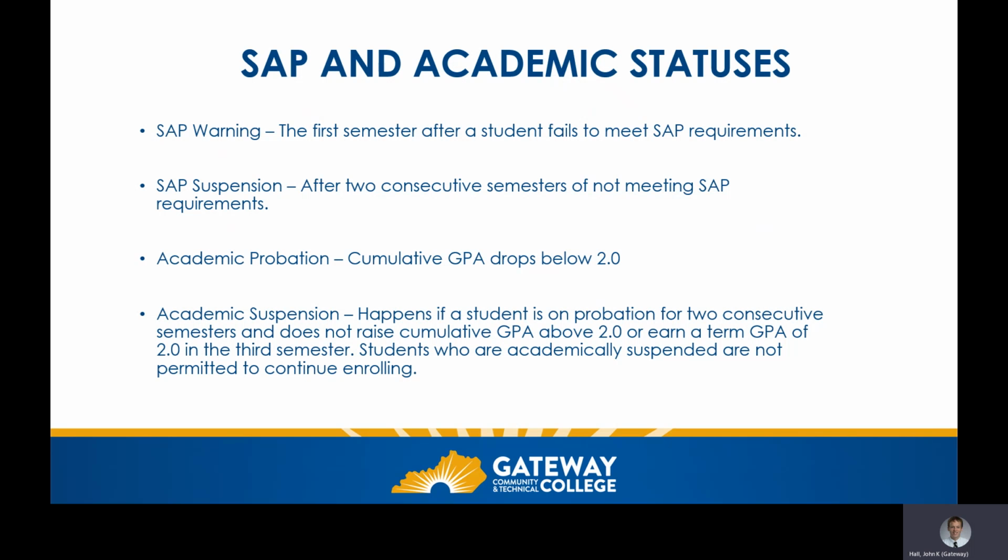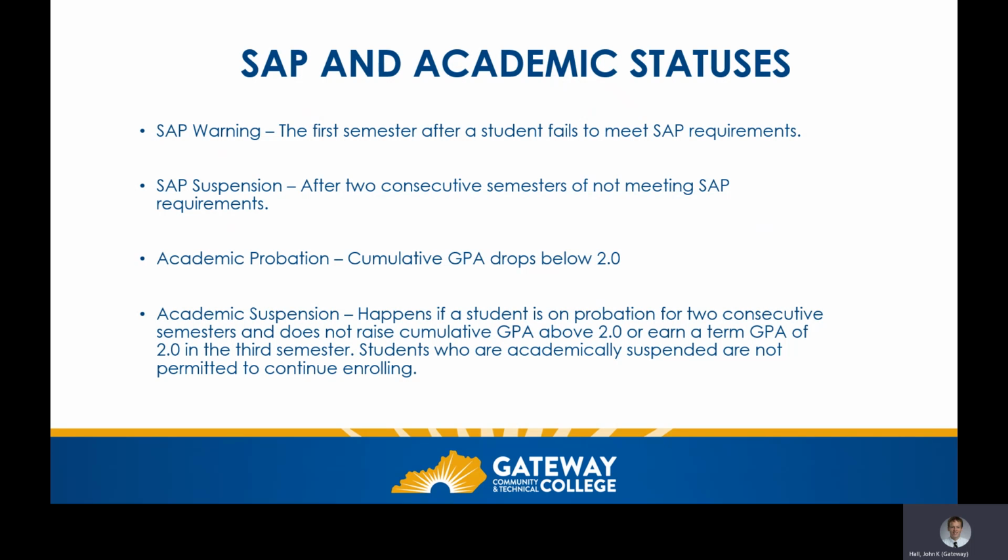A student on SAP warning can continue getting financial aid. However, a student on SAP suspension will no longer be allowed to receive financial aid. Now they can appeal that process, which we'll talk about in our next video, but unless they get an approved appeal, a student on SAP suspension will not be eligible for financial aid. They can continue signing up for classes and enroll, but they would not be eligible for financial aid.